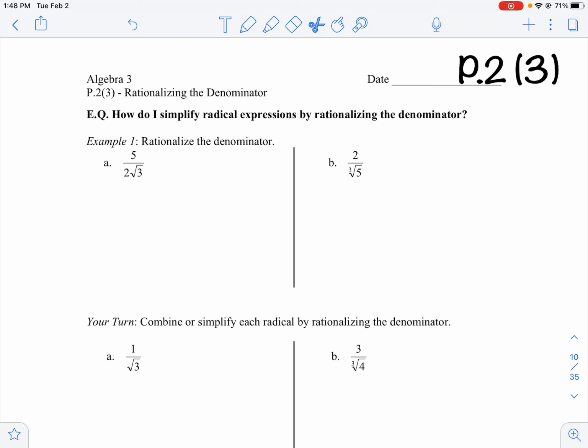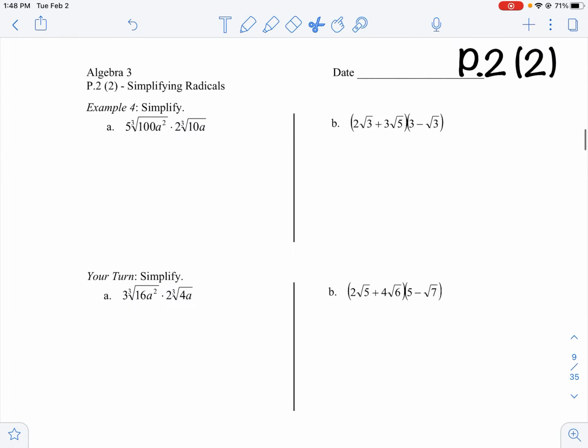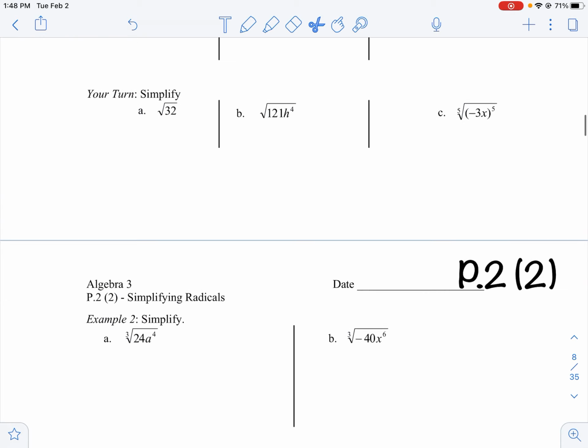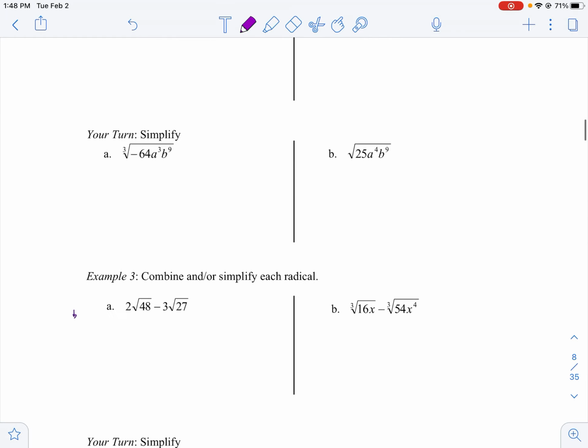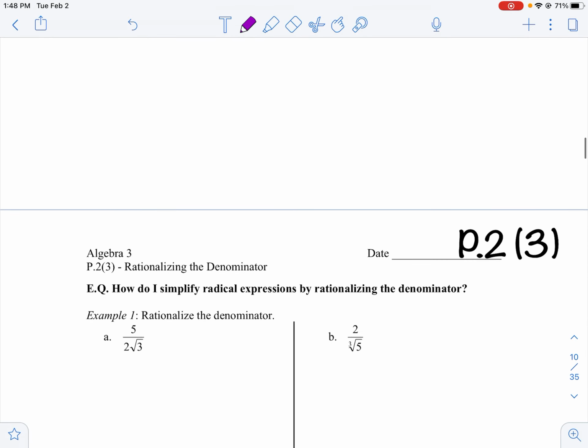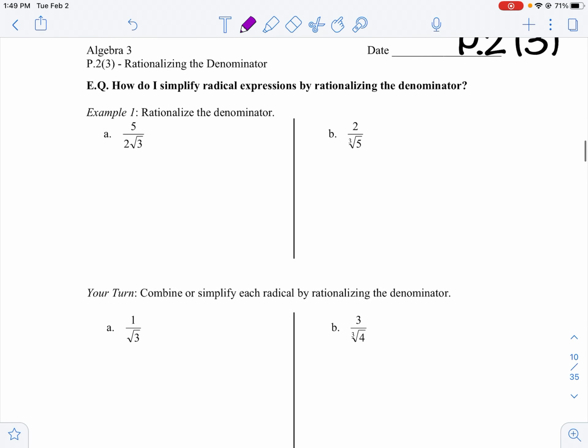It says rationalize the denominator. The reason we have to rationalize is because if you remember back to yesterday's lesson, in order for it to be considered simplified, all fractions have to have radical-free denominators. Meaning we're not allowed to have that radical in the denominator. So what we do is we just make an equivalent fraction where it doesn't have the radical in the denominator.